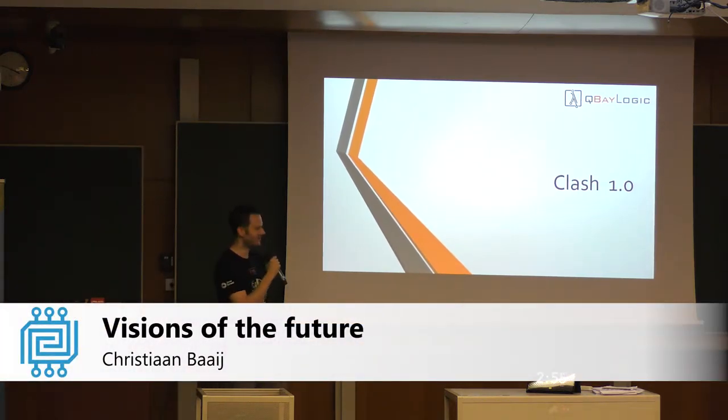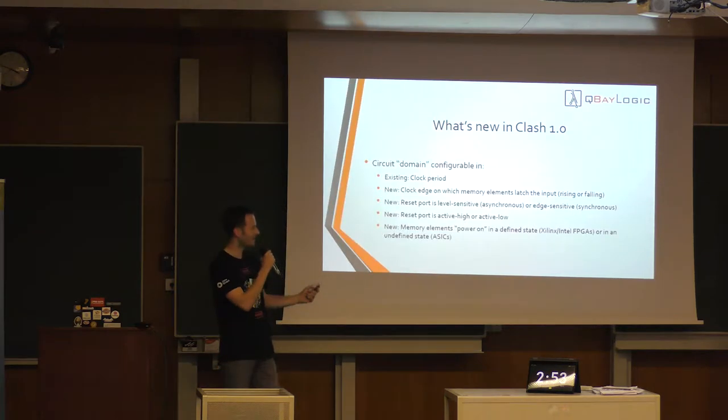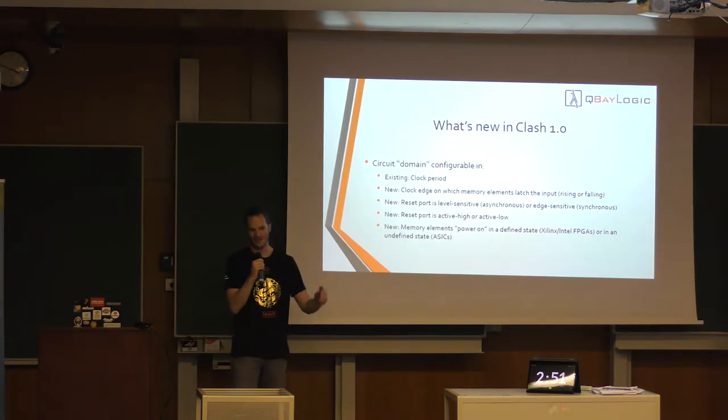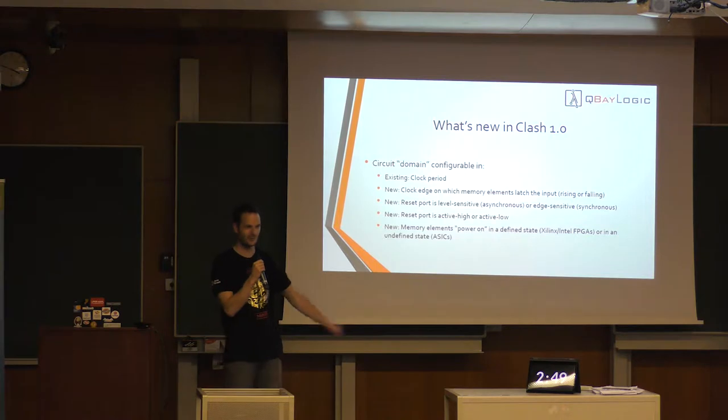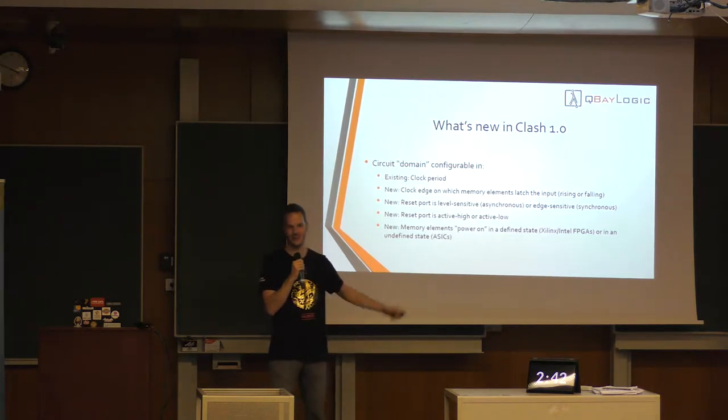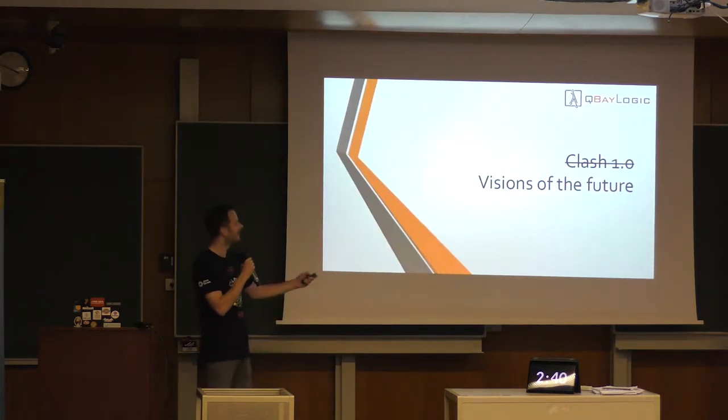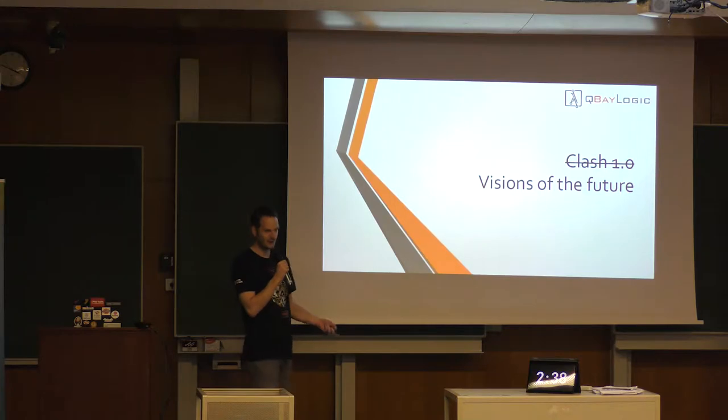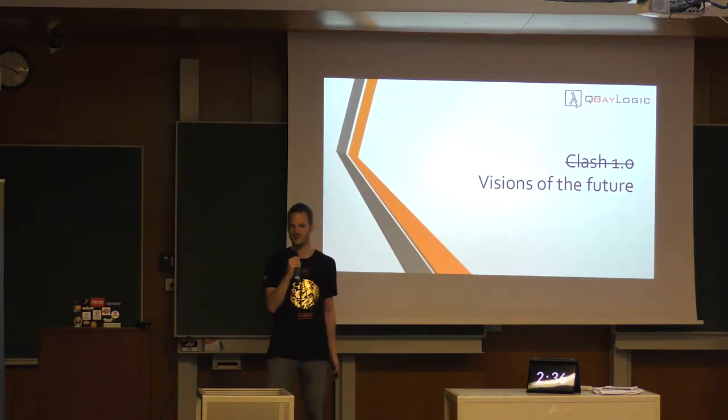This talk was initially going to be about Clash 1.0 and how we now have clock domains, and they're configurable, and whether we have rising edge or falling edge. But I had a very interesting dinner yesterday, so I'm not going to talk about Clash 1.0. I'm going to talk about why we started Clash, and what our visions for the future are.